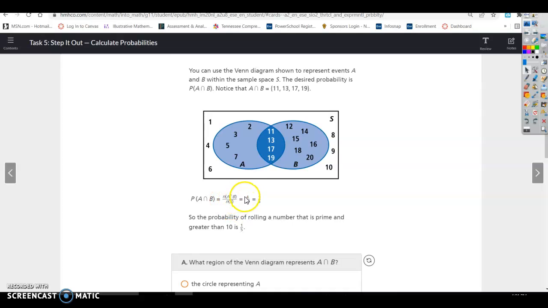So there's 4 out of 20, okay? 4 is in the intersection, and there's 20 numbers on the die. So 4 over 20 reduces to 1/5. So 1/5 of the numbers will be in the intersection of A and B.